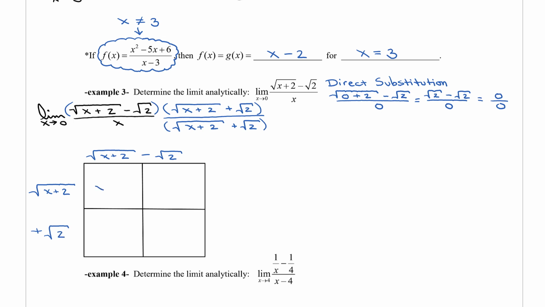So the square root of x plus 2 times the square root of x plus 2 is x plus 2. Here we're going to get negative square root of 2 times the square root of x plus 2. Over here we're going to get the square root of 2 times the square root of x plus 2. And then the square root of 2 times the negative square root of 2 is just a negative 2. I'm going to look for like terms that I can combine.